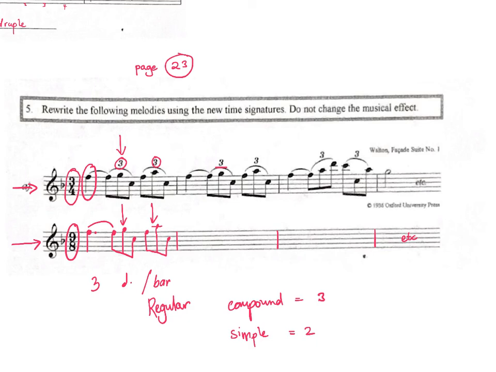And the same goes for when it's reversed. If I started with, say, this in 9/8, just 3 regular quavers, if I wanted to make that simple time, I would then need to add the triplet sign, because 3 is never a division in simple time. Hope that helps you with exercise 5.